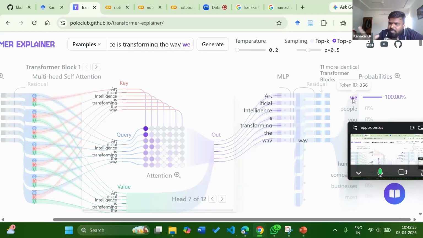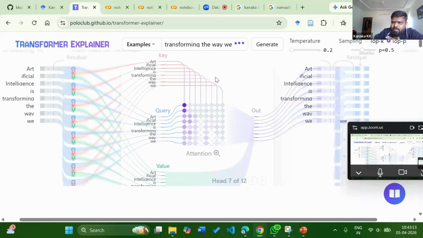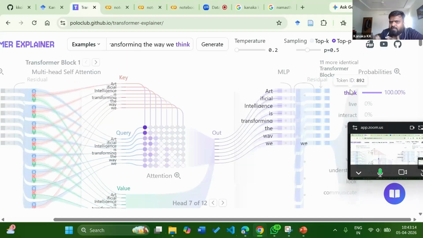Now what will happen? This word "we" is the output, and it will act as input again for the next round. So "Artificial intelligence is transforming the way we". Next, I'll click on generate, meaning I will run one more time. It predicted the word "think", which now will act as input.